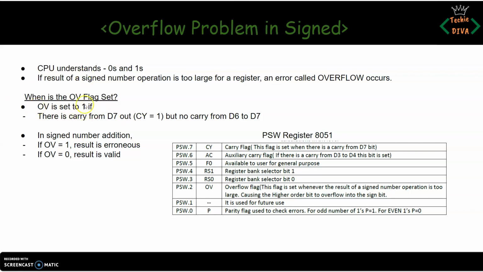The overflow flag is set to 1 if there is a carry from D7 out, but no carry from D6 to D7. This is the first condition. And the second condition is that in signed number addition, remember, only in signed number addition, if the overflow flag is 1, the result is erroneous, and if the overflow flag is 0, the result is valid.